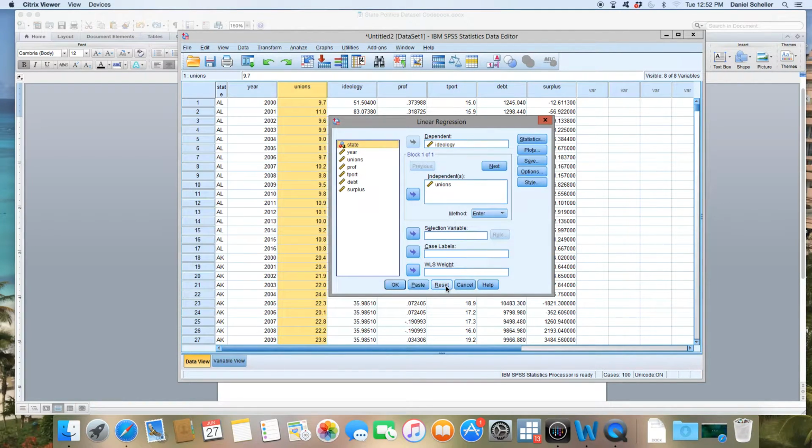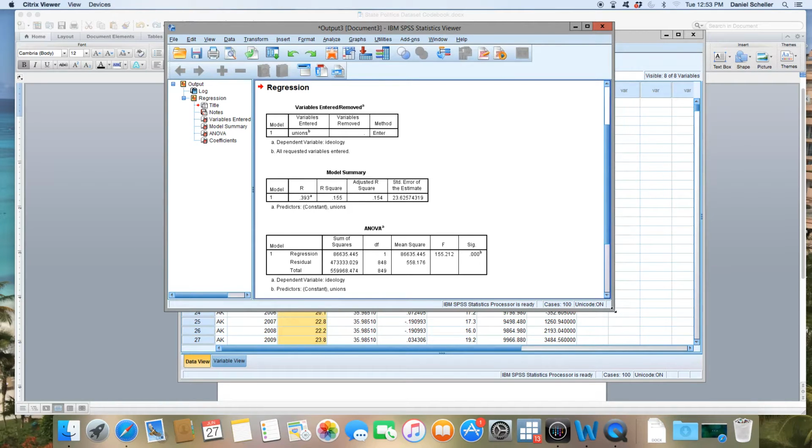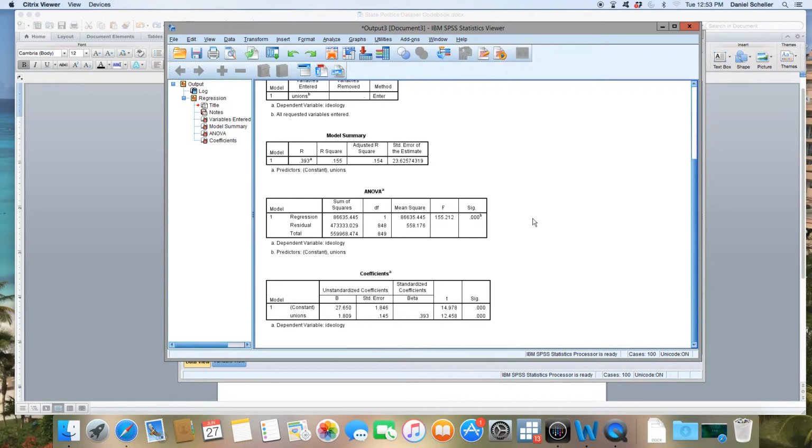Reset this so it's blank is how you see it. You should see this blank box. It's very self-explanatory. In the dependent box, ideology should go there because that's our dependent variable that we've set. And we think ideology is a function of the percentage of the state workforce that's unionized, so that's the unions variable. It goes to the independent box. Click OK, and SPSS will give you a lot of boxes. The main one to look at is going to be the coefficients box.